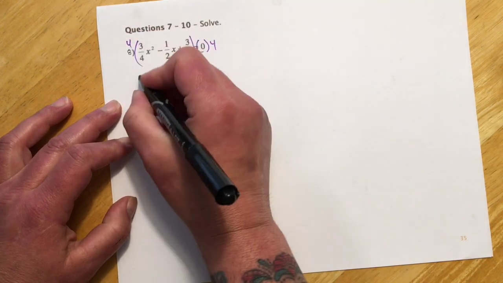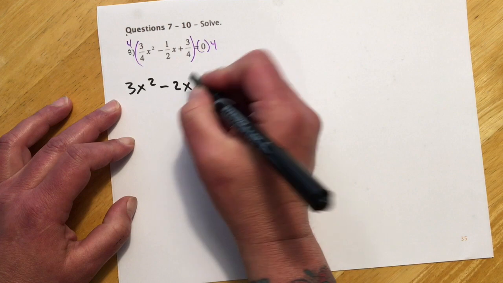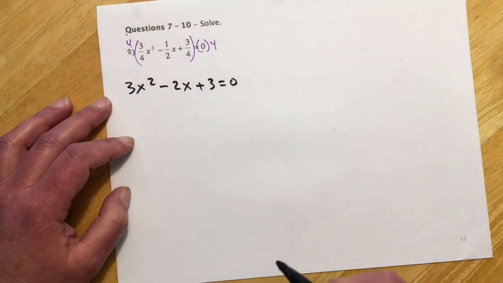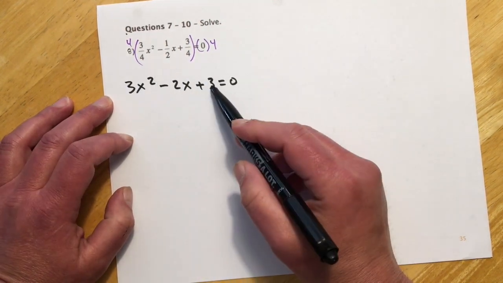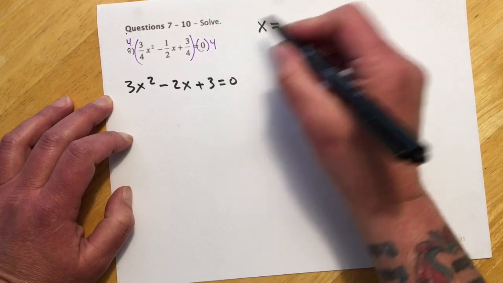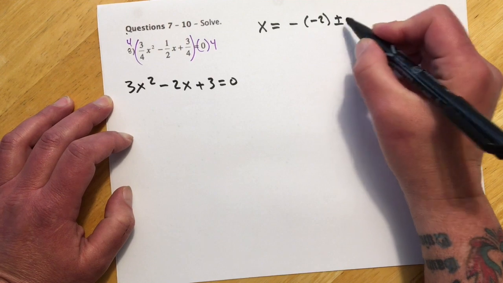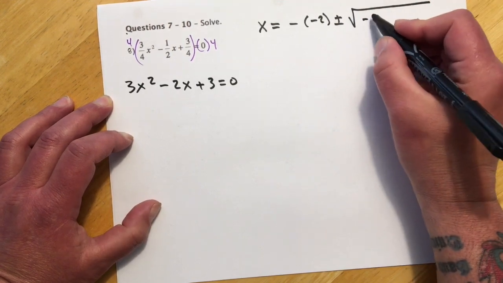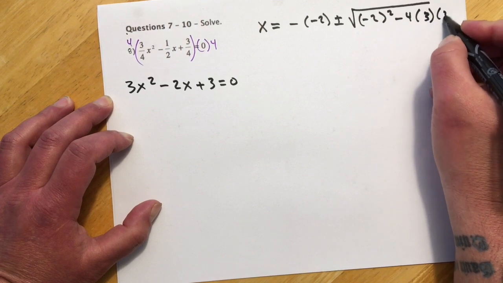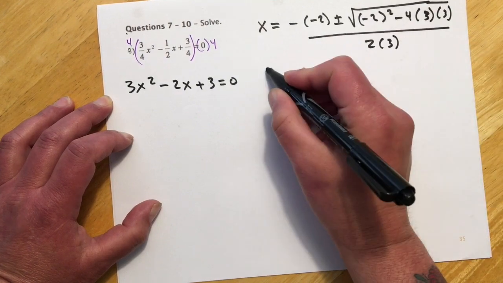And so then the 4's cancel, leaving 3x squared. 4's cancel, leaving minus 2x. And here they leave a plus 3 equals 0. And that, there's nothing that multiplies to be 9 and adds to be negative 2, so I'll do the quadratic formula. So x equals the negative of negative 2, which will make a positive 2 on the next line. And then negative 2 squared minus 4 times a times c, all over 2 times 3, 2a.